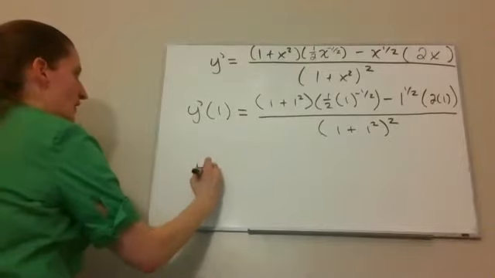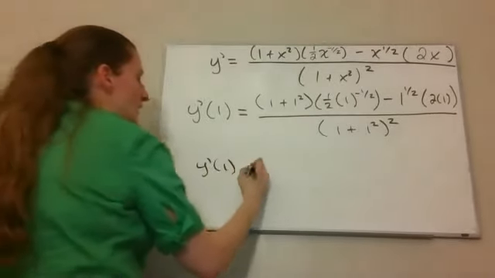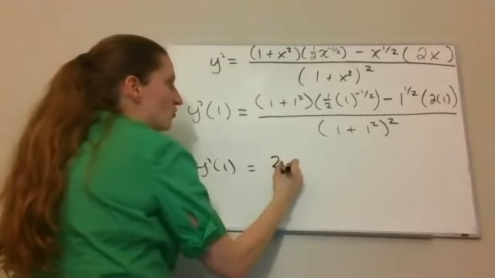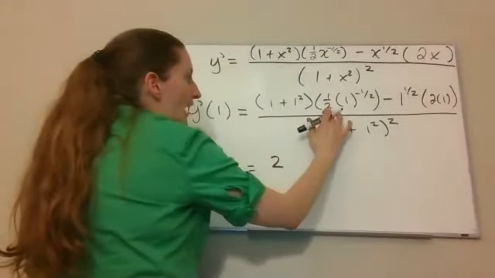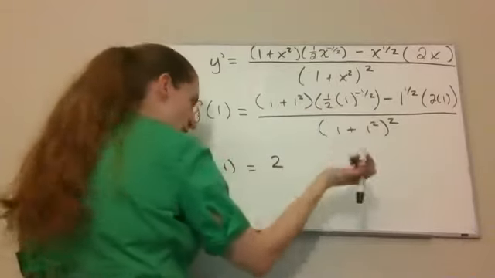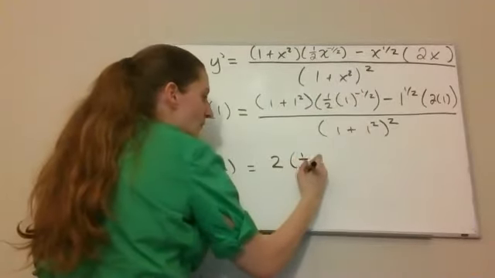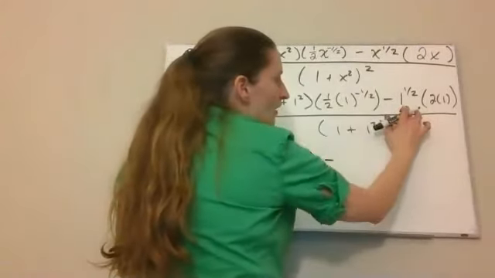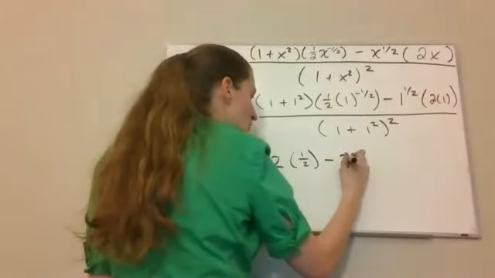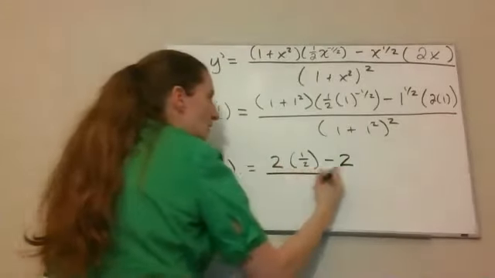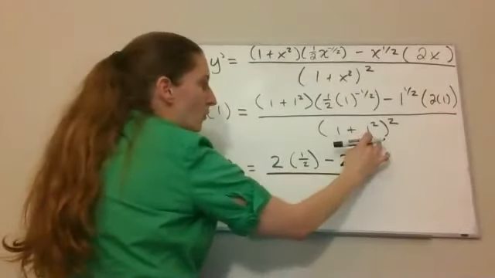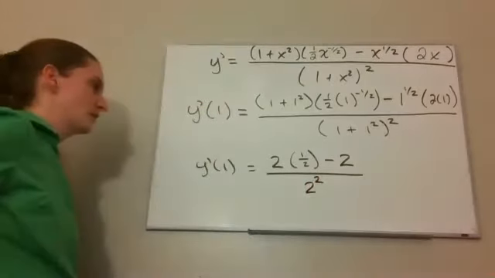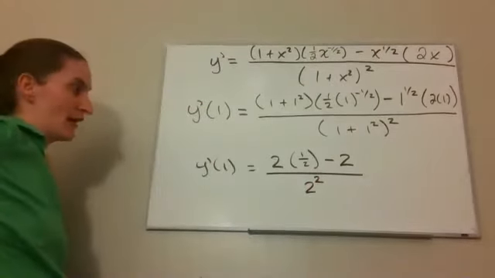So my derivative at 1 is equal to, this is 1 plus 1, so that's 2. This is 1/2 times 1 to any power is 1, so that's a 1/2. Minus, this is 1 times 2, which is 2. All over 1 plus 1, which is 2, squared. And we can still simplify that even further.